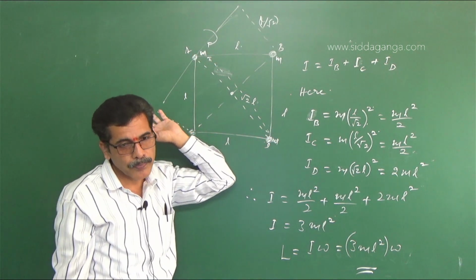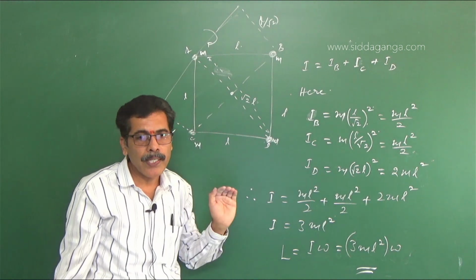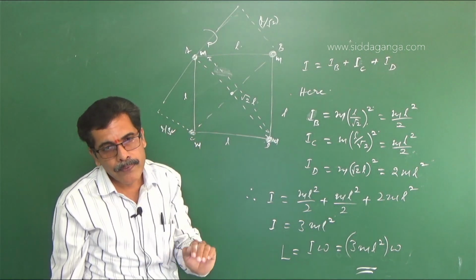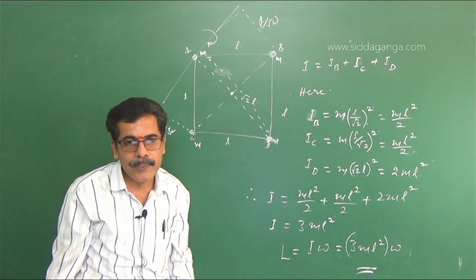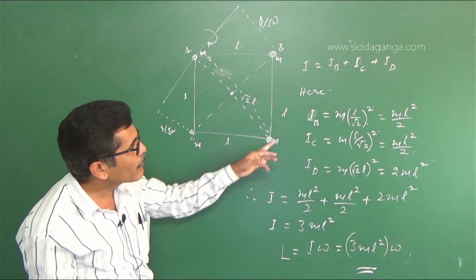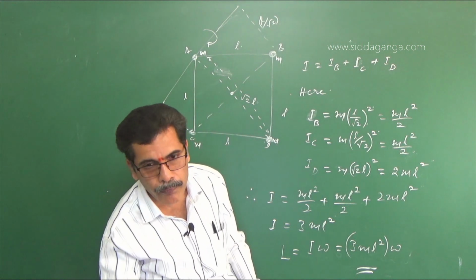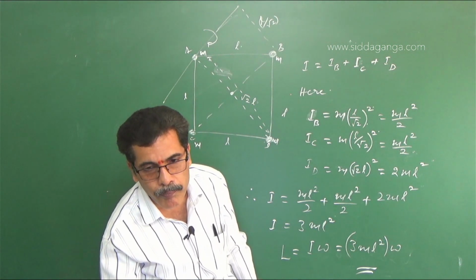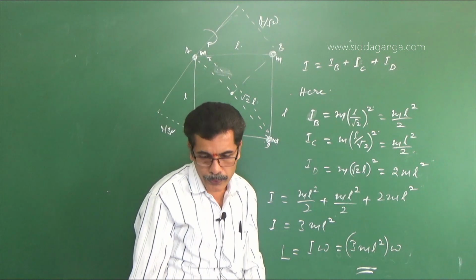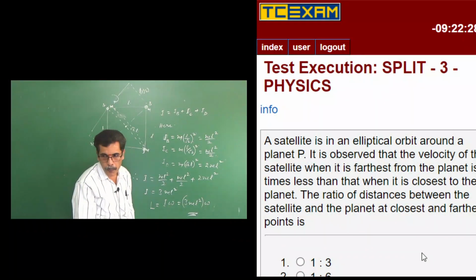Have you got it? Because you know that moment of inertia I is given by mass multiplied by perpendicular distance from the axis of rotation. That's why you will get the value like this, right? I hope you have appreciated this problem. So now we shall move on to the next problem.